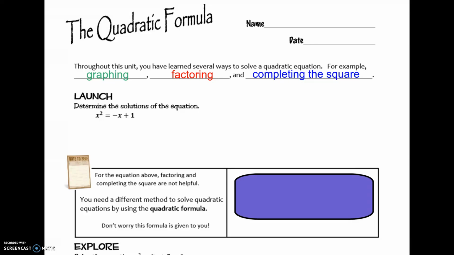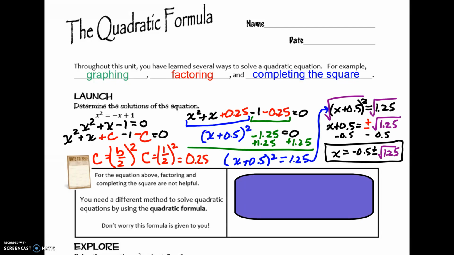Pause the video and use whichever technique you feel would be best for the launch question. Press play to check your work. So as you can see, I decided to complete the square to find the roots of this equation. I added c and subtracted c to figure out how to get it into vertex form.